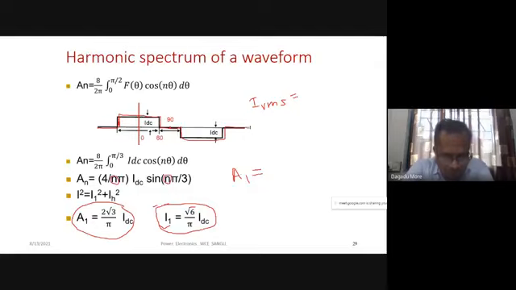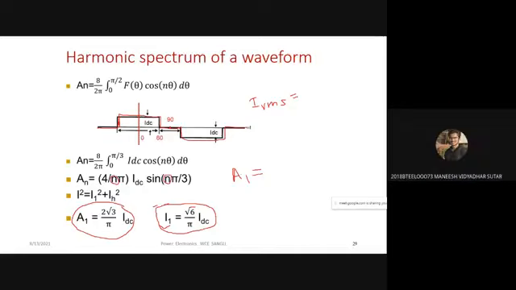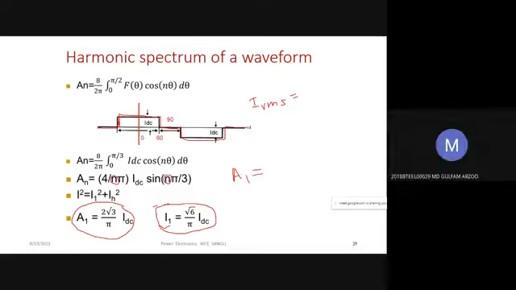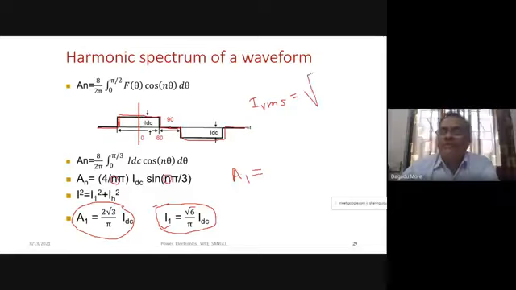So can you find out what its RMS value will be? Am I audible? Yes, sir. So what should be its RMS value? IDC under root 2 by 3. Okay, so the square root of 2 by 3 into IDC. Is it right? Okay, so this will be our RMS value.